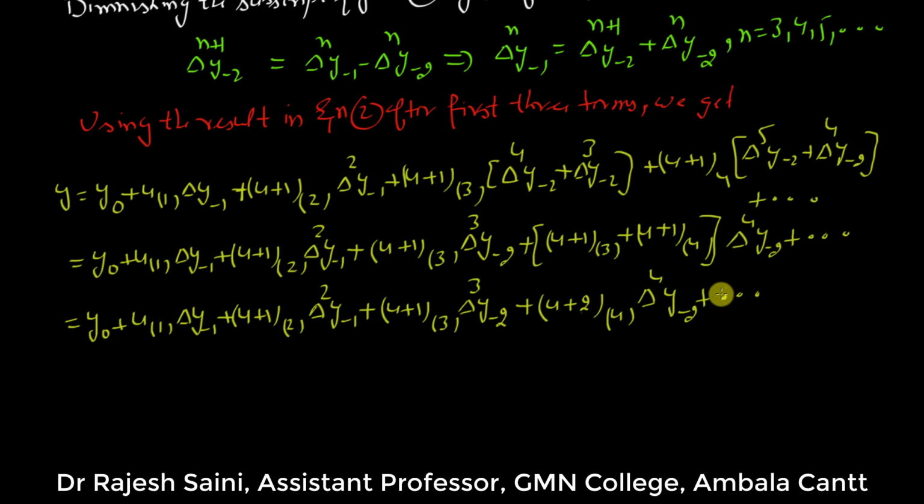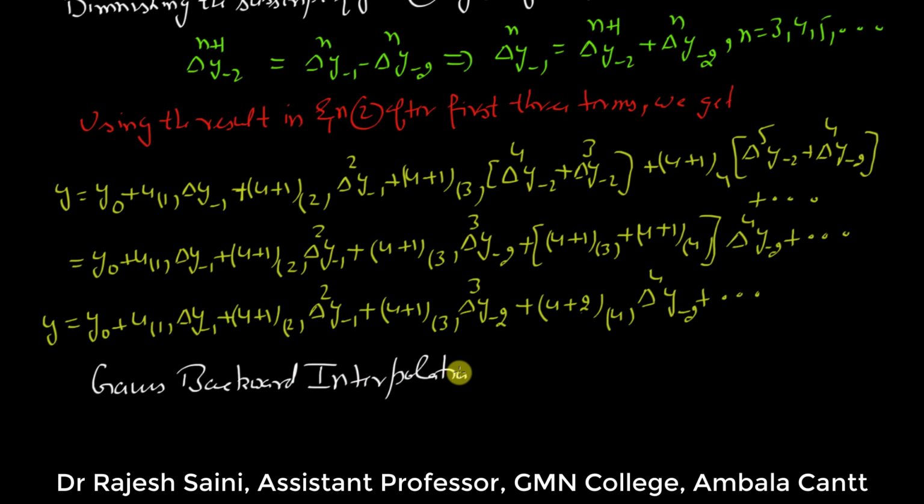If we write the next term of this series, we will need to diminish further, so we will continue this process, and this result is nothing but the Gauss backward interpolation formula.